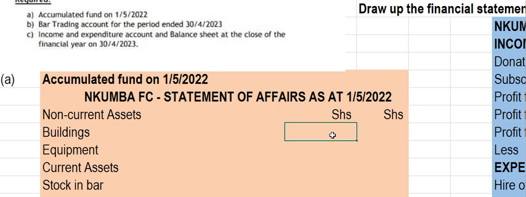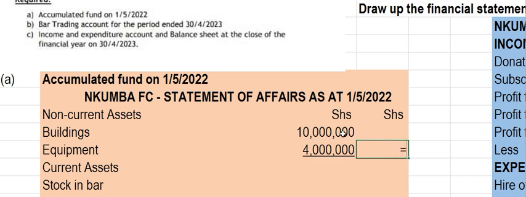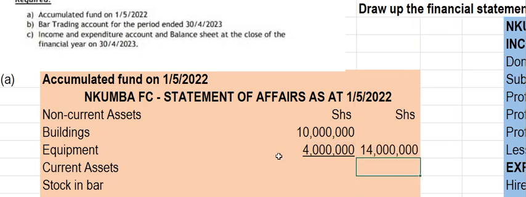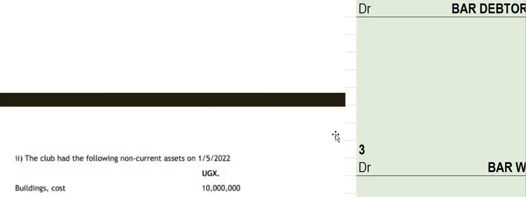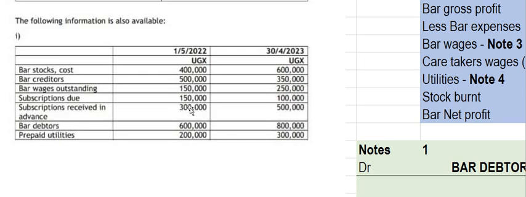So for the buildings, the cost of the buildings, we know that is 10M as per the information, 10 millions. The equipment, that is 4 millions. So this gives us how much? This will give us 14 millions. So we have 14 millions for the non-current assets. Then up here, you have information about the current assets, the balances for the current assets at the start.